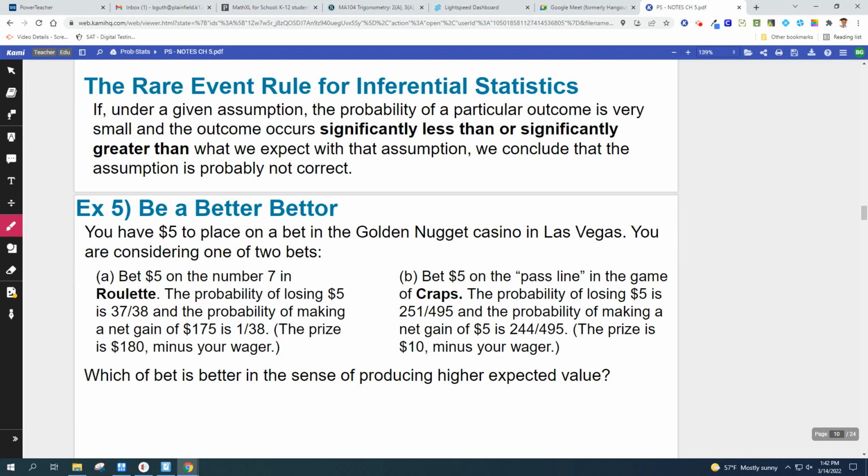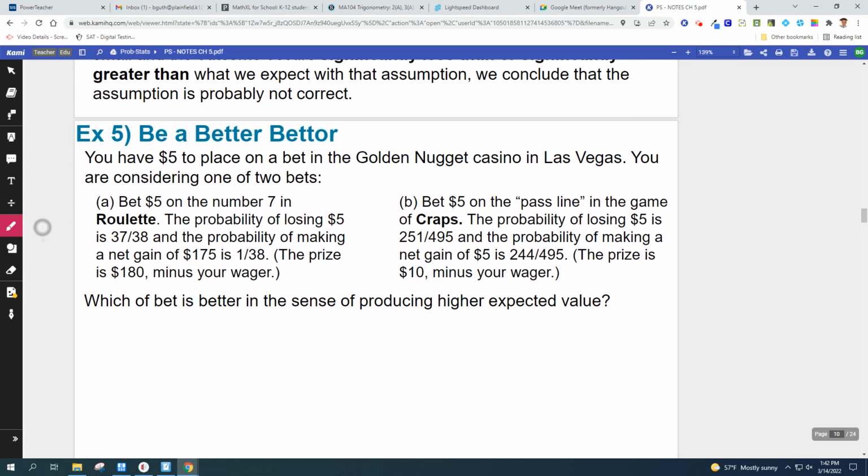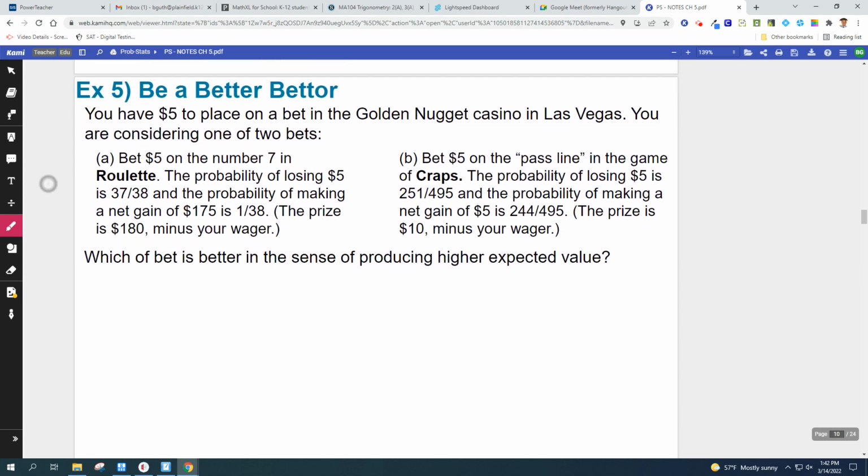If, under a given assumption, the probability of a particular outcome is very small, and the outcome occurs significantly less than or significantly greater than what we expect with that assumption, we conclude that the assumption is probably not correct. You gotta think about if your assumption is way, way off, you can assume your assumption's not very good.